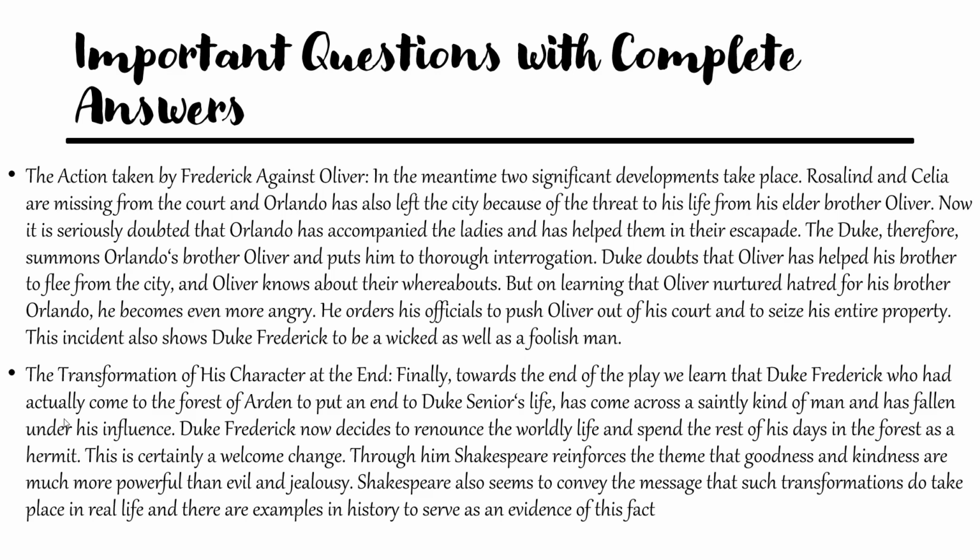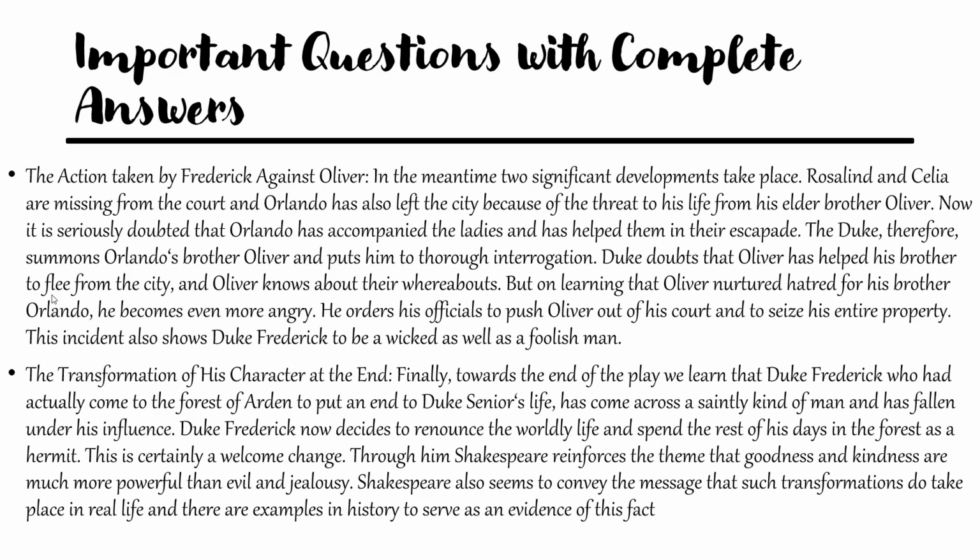Then we'll be talking about the action taken by Frederick against Oliver, when Rosalind and Celia are missing from the court and Orlando has left the city, and Frederick has ordered Oliver to produce Orlando before him. That part has been written over here, and if he's not able to produce his brother, then Duke Frederick will seize his entire property. And then in the next paragraph, we're talking about the transformation of his character at the end.